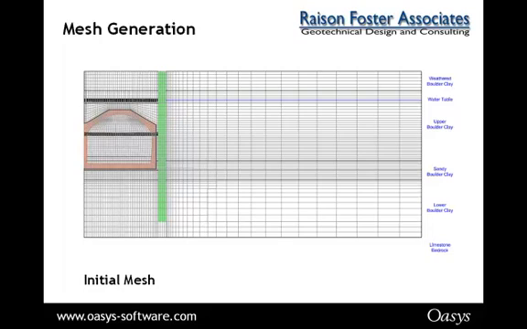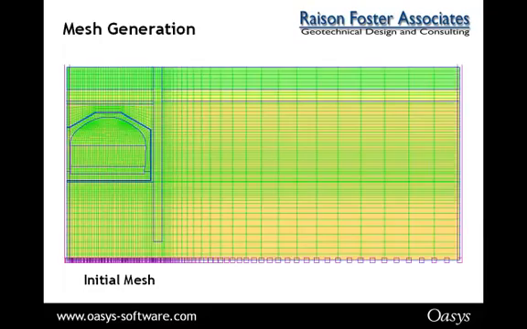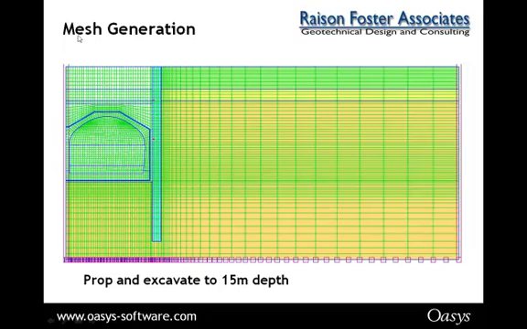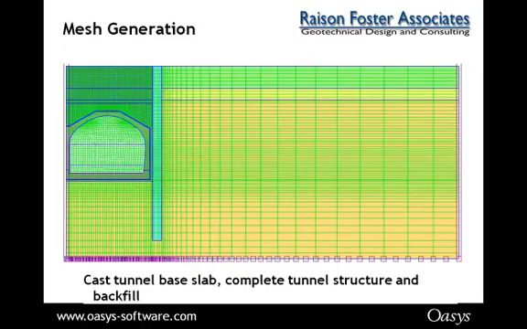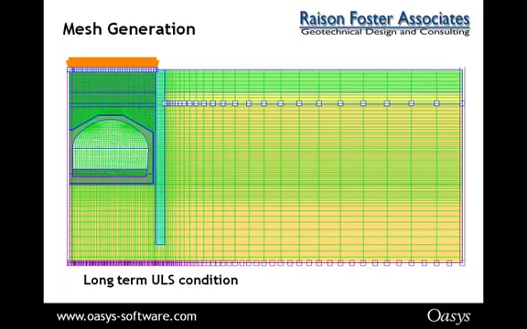So in terms of the mesh generation, here's the initial mesh with the boundary conditions. And as you put the prop in, you can see how we've basically given the elements within the tunnel area no material properties. We've put the props in and we've assigned properties to the retaining wall. As we've put the base slab in, completed the tunnel structure and backfilled, we've associated the right properties to the elements. And then here you can see in the long-term condition we put the piezometric surface in and the loading in. So a lot of things are happening, but SAFE is able to easily model them.